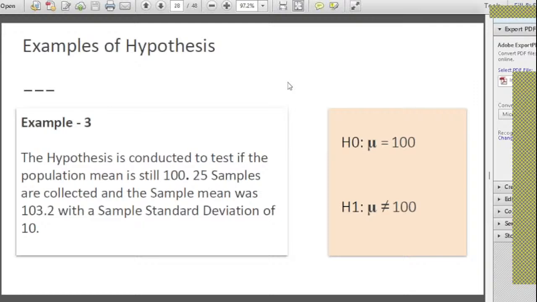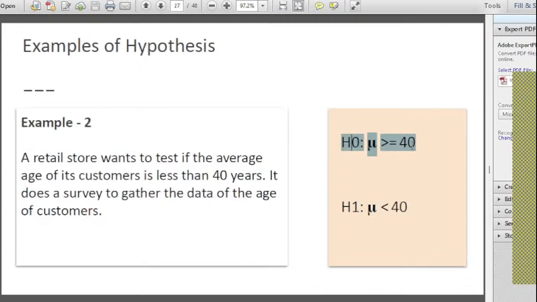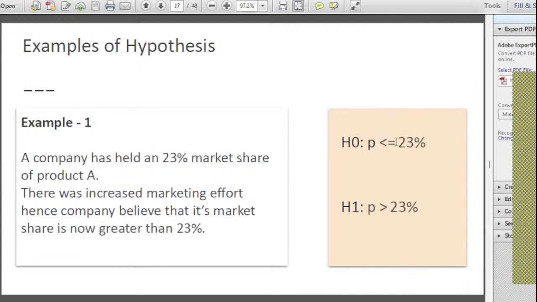So remember this, whenever you have only an equality symbol in H0, you are going to test the claim on both the sides. In cases where you have greater than or equal to or less than or equal to, you test the claim on one side. Is that clear? Easy? Nothing complicated, just that I missed this yesterday, so I thought I'll just take it up.